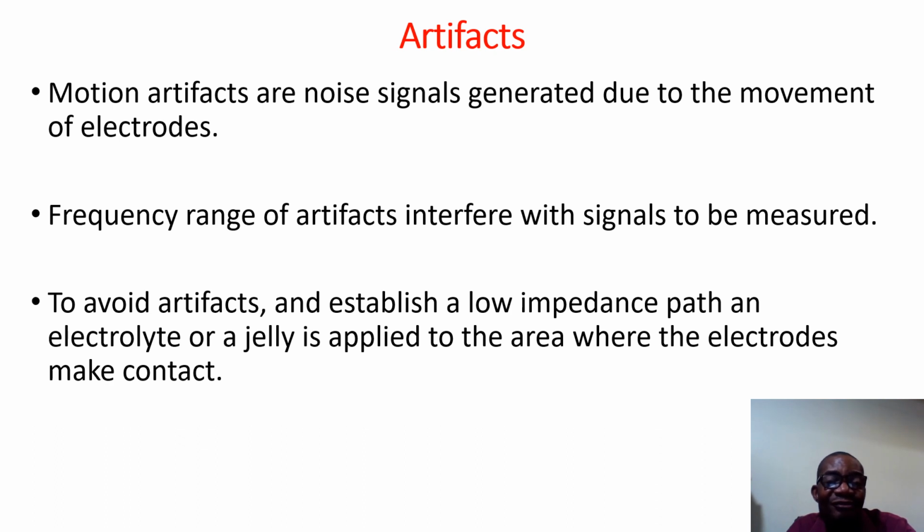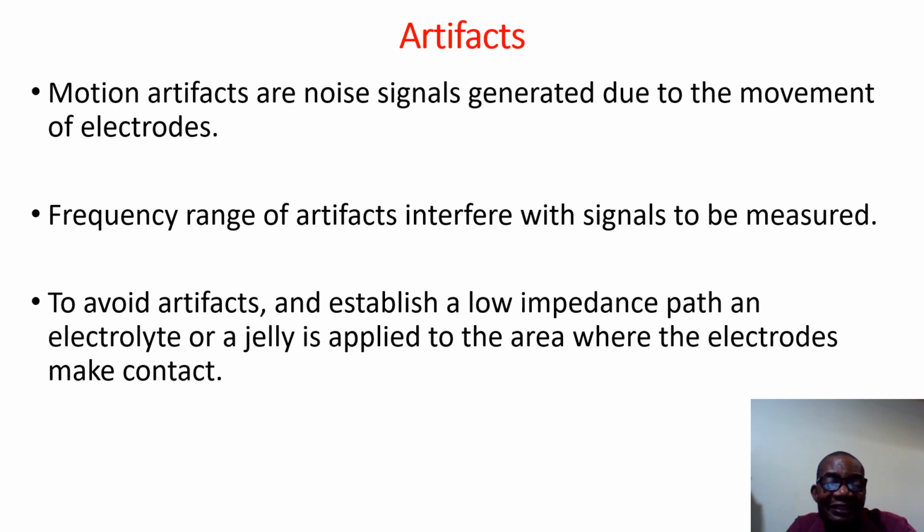There are some kind of movements. So when those electrodes are placed on the body, those movements tend to lead to artifacts that could affect the quality of signals that are measured. Also, the frequency range of artifacts often interferes with signals that we tend to measure.